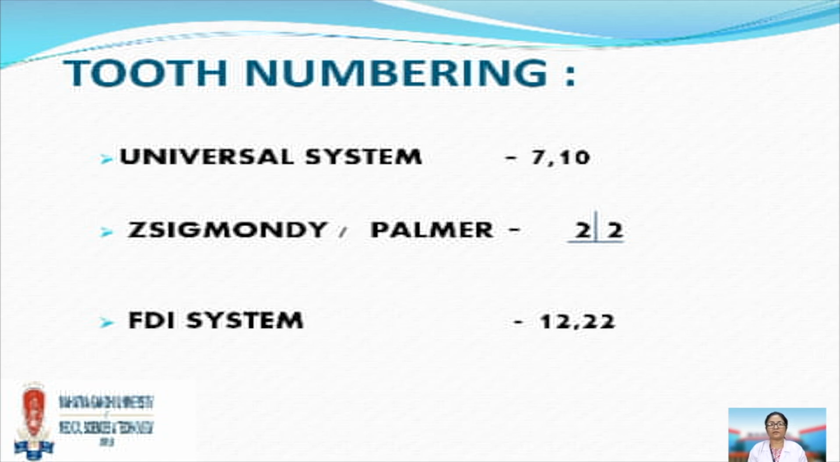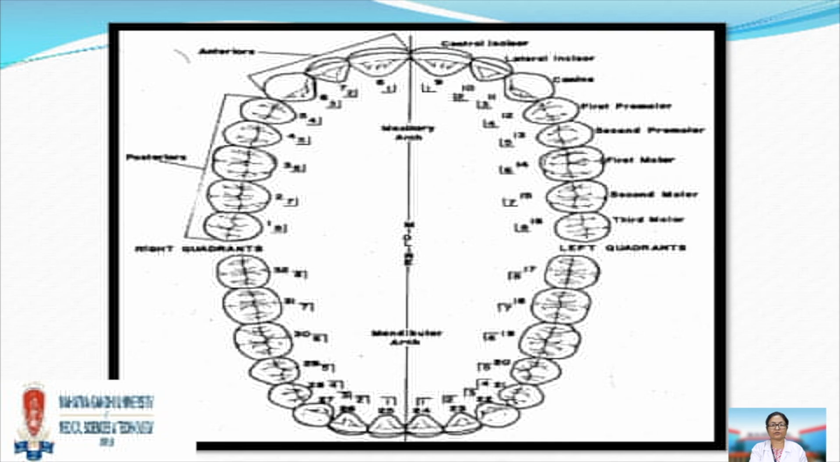Tooth numbering system. In the Universal system, number 7 is given to the right maxillary lateral incisor and number 10 to the left maxillary lateral incisor. In the Zsigmondy-Palmer system, number 2 is given. If the quadrant is open toward the right side, then it is the right maxillary lateral incisor, and if it is open toward the left side, then it is the left. In the FDI system, 12 is given for the right one and 22 is given to the left maxillary lateral incisor.